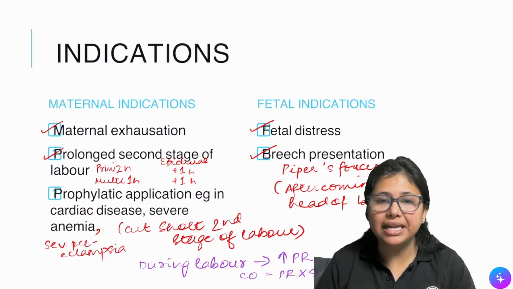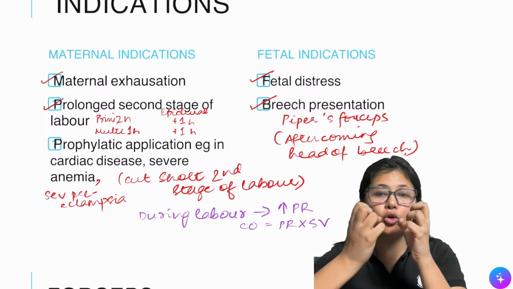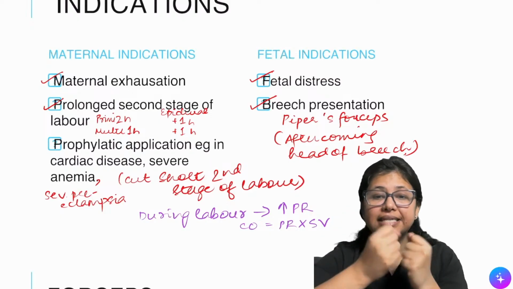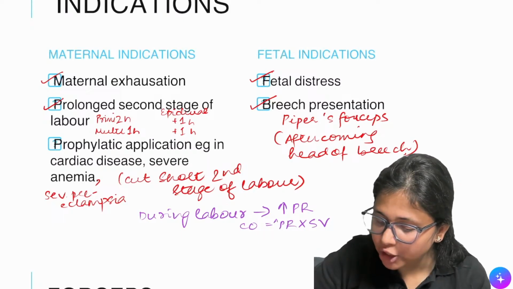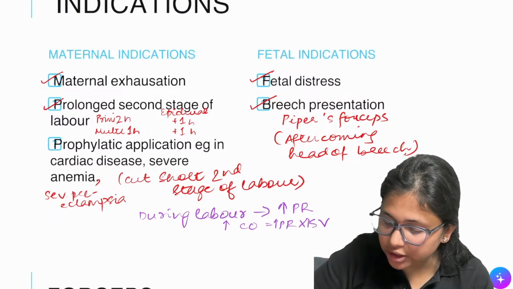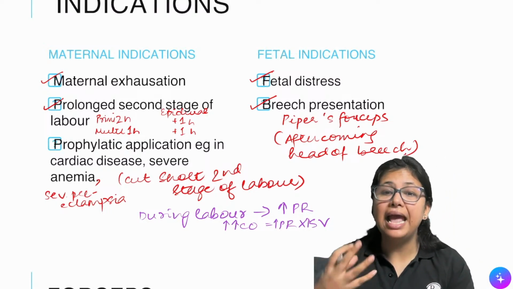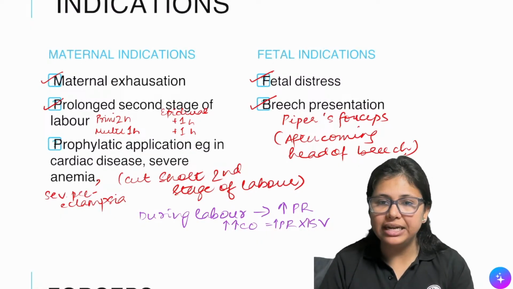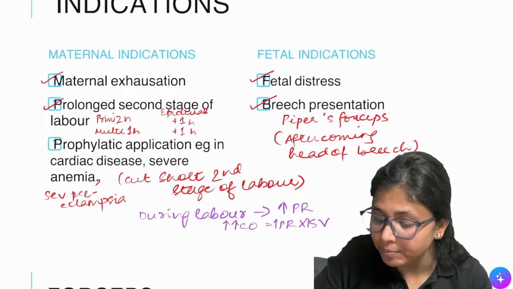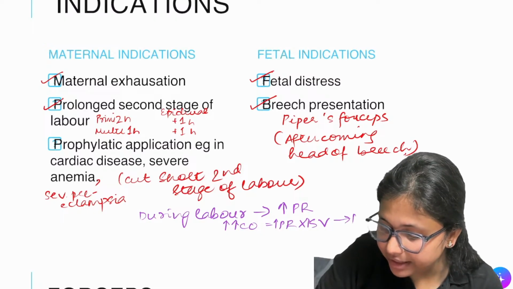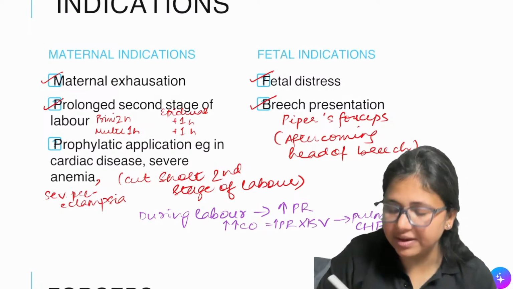In addition, what is happening? Stroke volume is also increasing. Why? Because every time there is a contraction, all the blood in the sinusoids in the uterus is getting pumped back to the maternal circulation, right? So what is happening in this case is your cardiac output is increasing a lot in the second stage of labor, right? And this increase in cardiac output can lead to what? It can lead to an overload in the system. It can lead to pulmonary edema. It can lead to congestive heart failure, right?